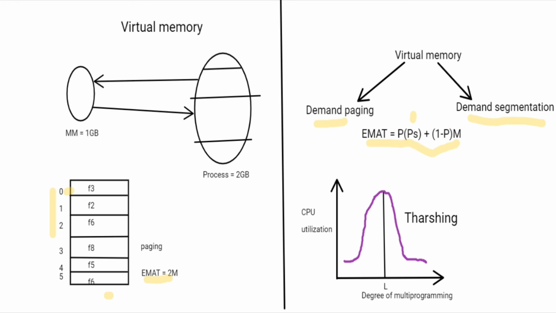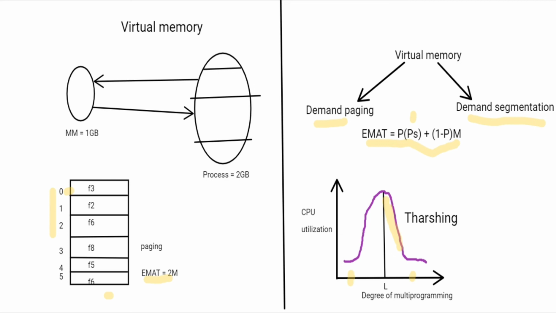You can see in this graph, when the degree of multiprogramming is low, the CPU utilization is also low. After a certain point, let's say lambda, even though the degree of multiprogramming is higher, the CPU utilization drastically decreases. This decrease in CPU utilization is called thrashing. When the system is in thrashing, it tends to hang or stops working, because of the decrease in CPU utilization. At this time, the CPU is doing page fault service rather than executing instructions.